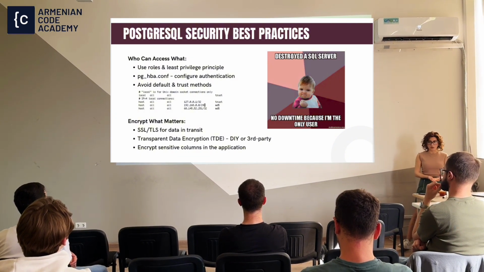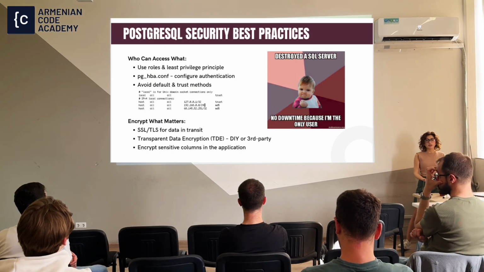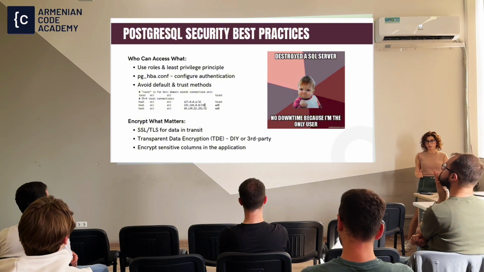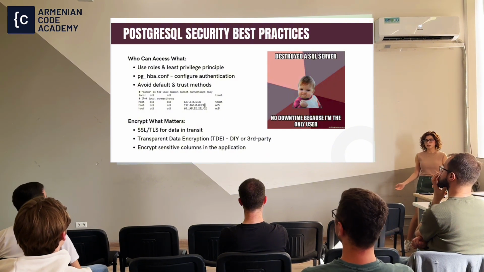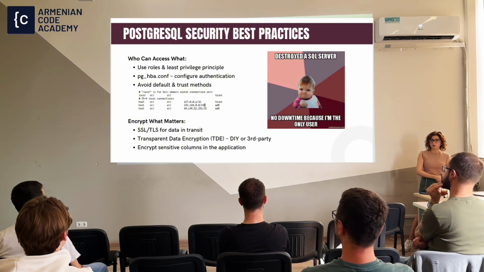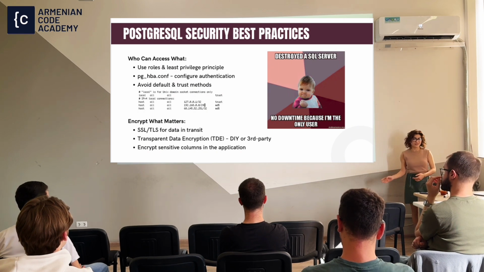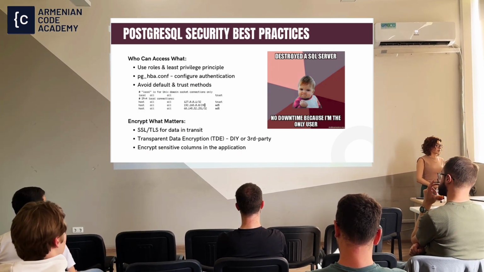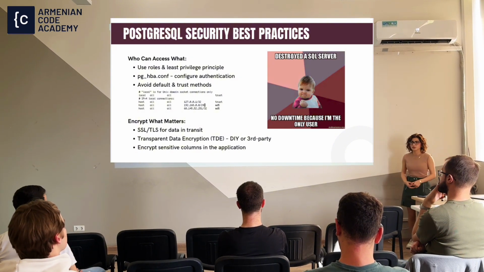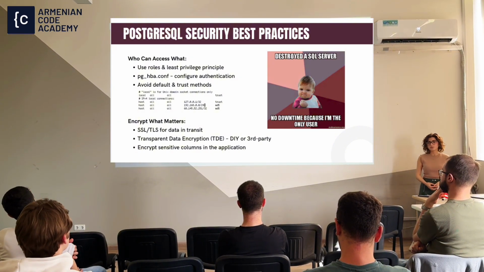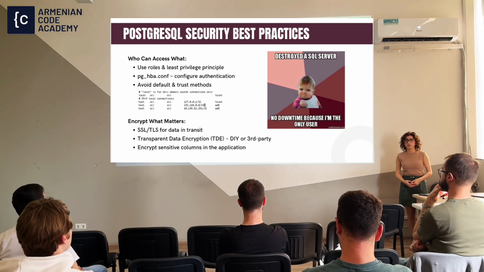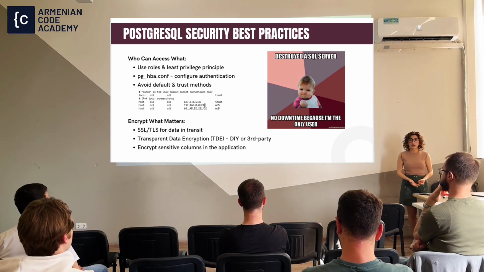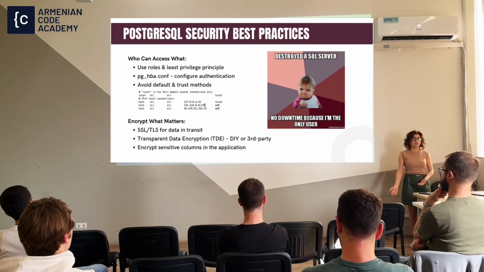Who can access what? Here comes the authentication itself. We should use roles and the least privilege principle when we are giving people access as a user, not everyone getting admin. We can configure authentication here, and we should avoid defaults and trust methods because sometimes defaults get changed, and we cannot really rely on that.